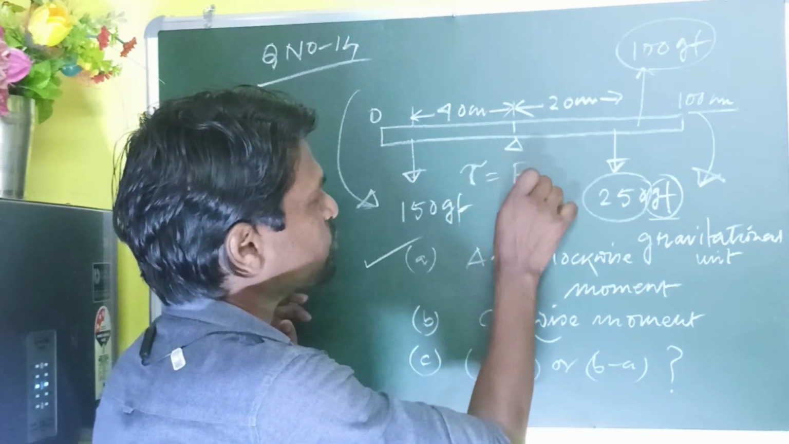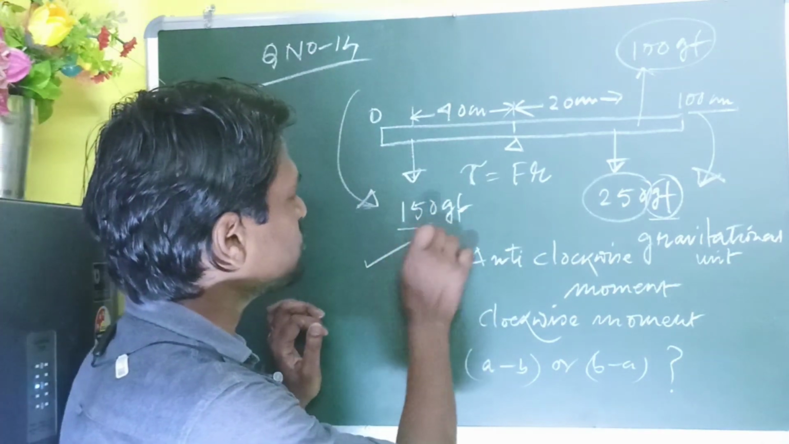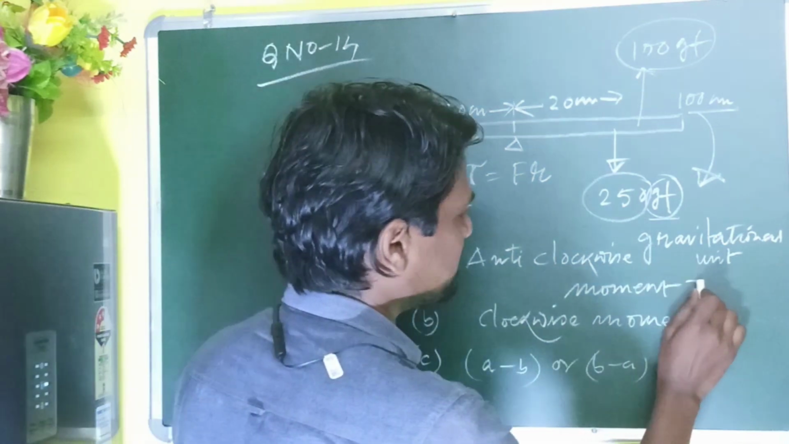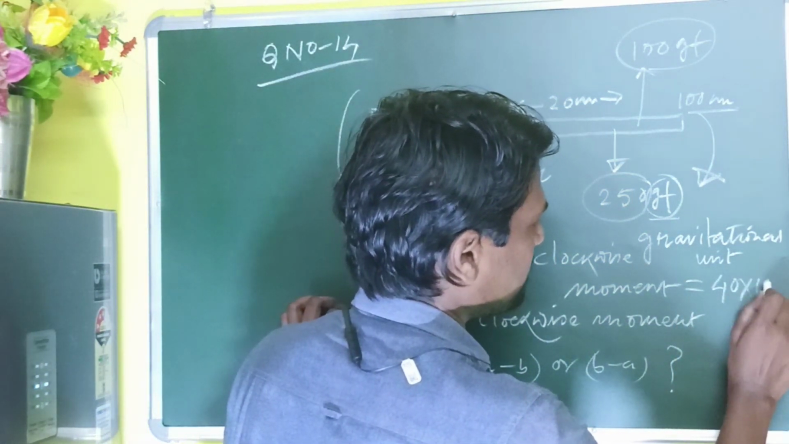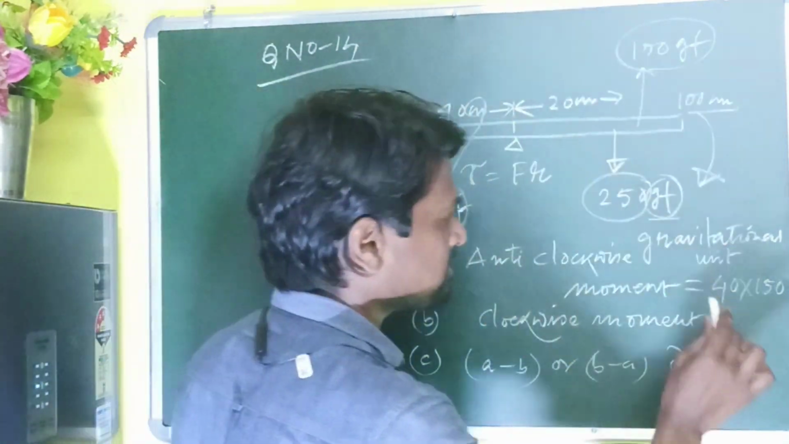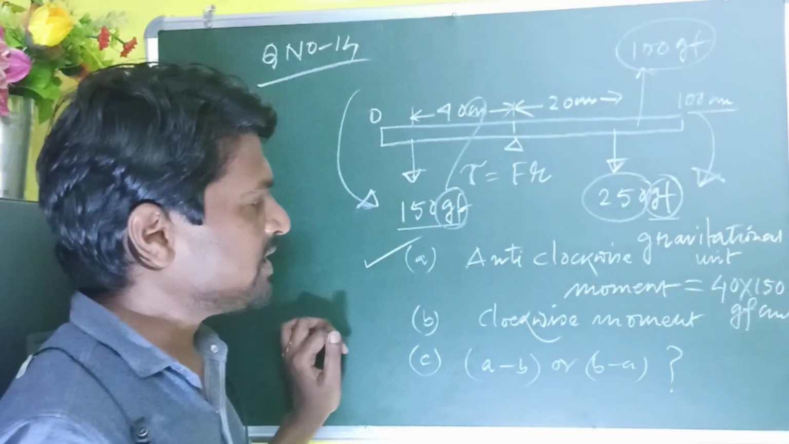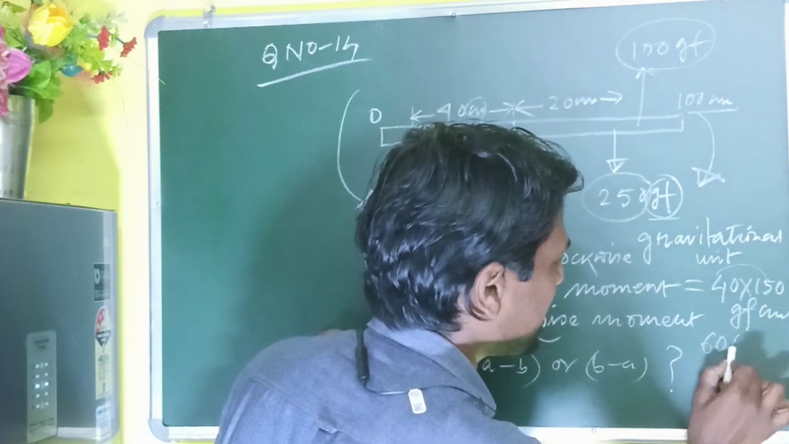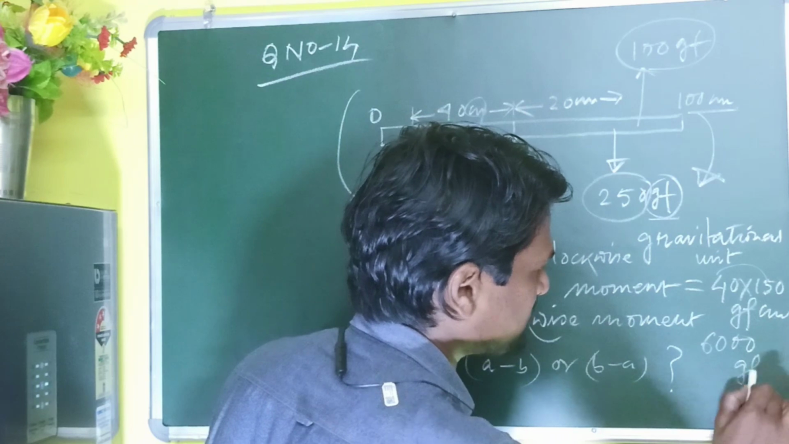Tau equals force into perpendicular distance. So force is 150 gram force and distance is 40. So the anticlockwise moment is simply 40 into 150, and the unit is gram force centimeter. So 40 into 150 is 6000 gram force centimeter.